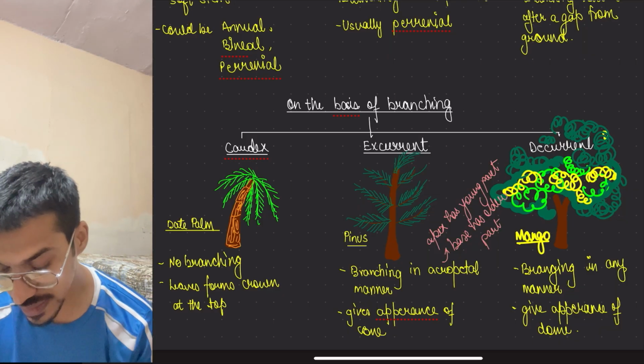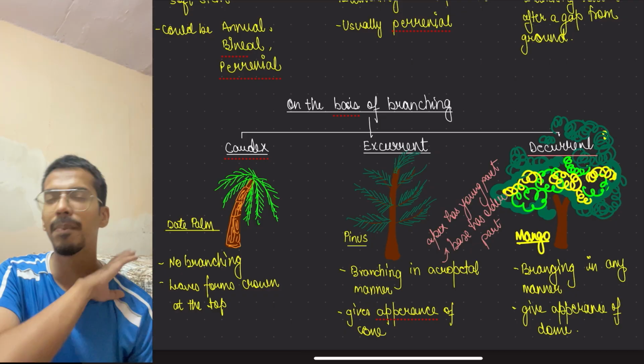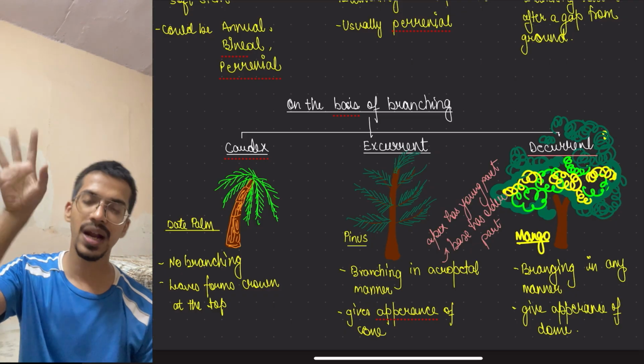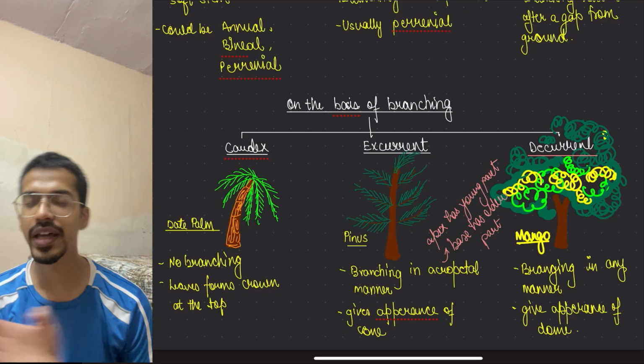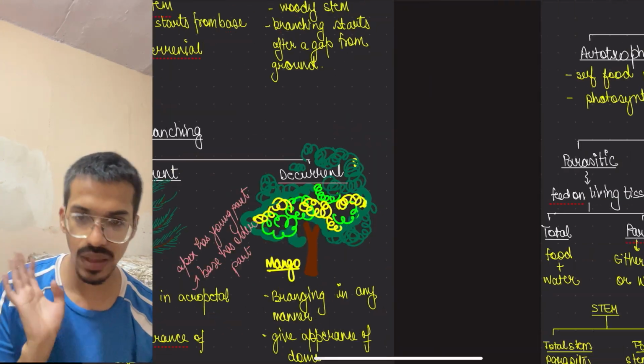Okay, then the last one is what? Decurrent. In decurrent, there is no clear pattern of branching. Any branch will grow in any manner, like your mango tree or any other tree. Okay, so these are the three bases of branching.